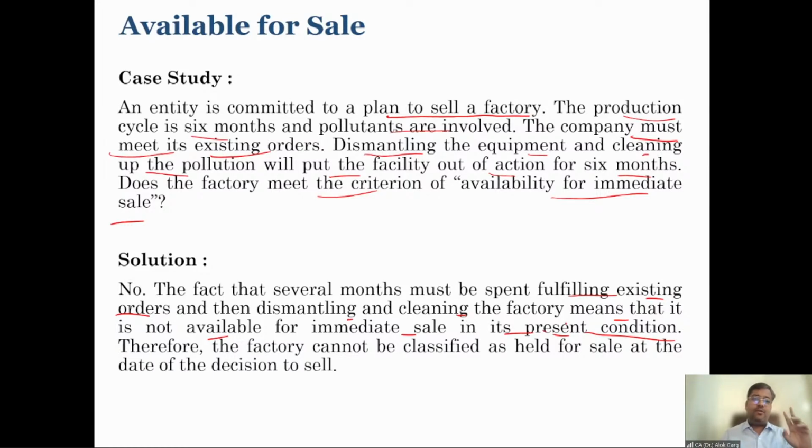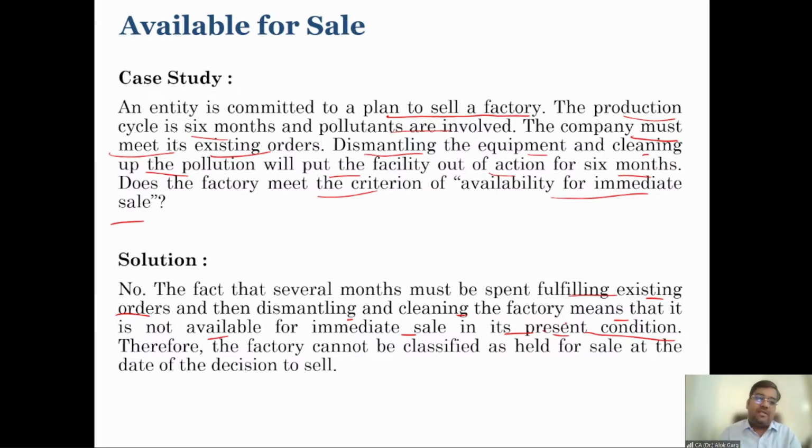Don't get confused by two different things. One, whether it is actually sold out, or it is available for sale. We are talking about available for sale, right? We are talking, for example, about this mobile. I want to sell this mobile. So whether it is available for immediate sale, it is important, right?